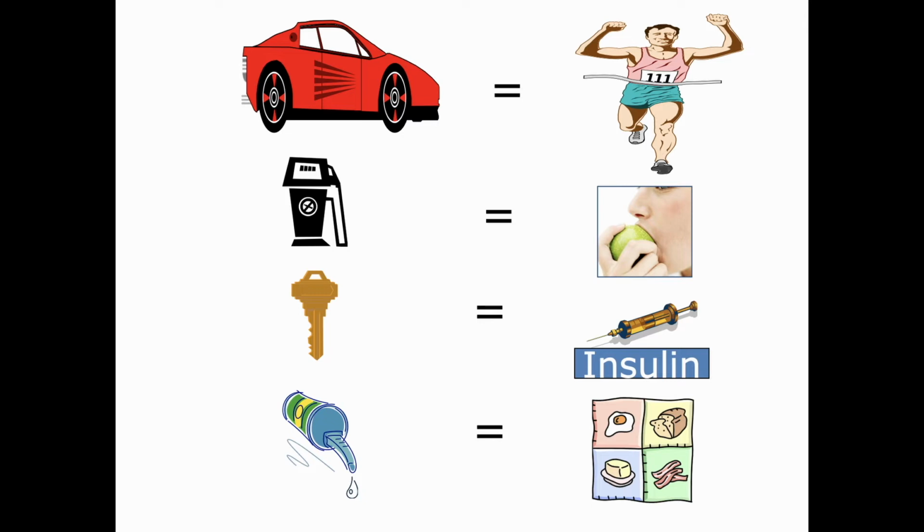Type 2 occurs when the pancreas doesn't make enough insulin. So it's throwing a little bit of keys out there for our cells to open doors. Or the body isn't able to use the insulin it does make. So it's making keys with the wrong teeth. So our body can't use it. Our doors can't be opened with that.